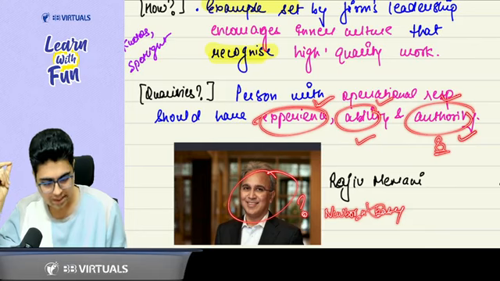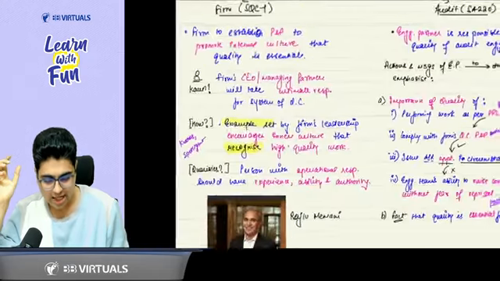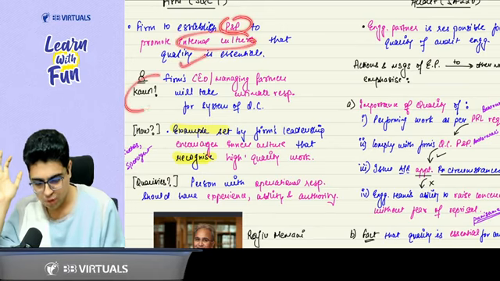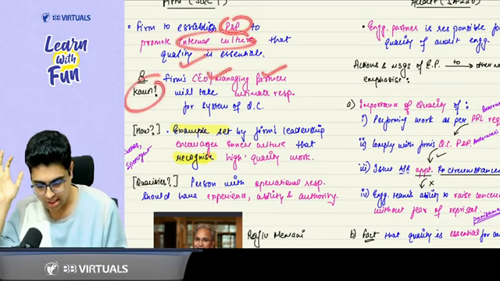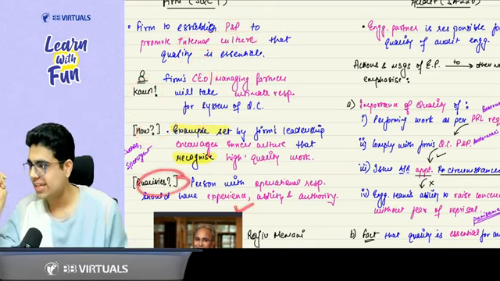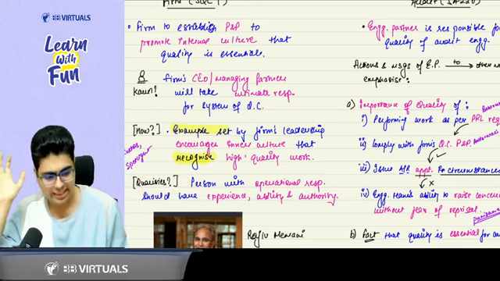Experience, ability, and authority. Are these three basic points clear? Yes, sir. Policies to create an internal culture of quality. Who will create? CEO or managing partner. How will he create? By setting the example to encourage and recognize high quality work. What qualities should he have? Experience, ability, and authority. Easy, easy, sir.